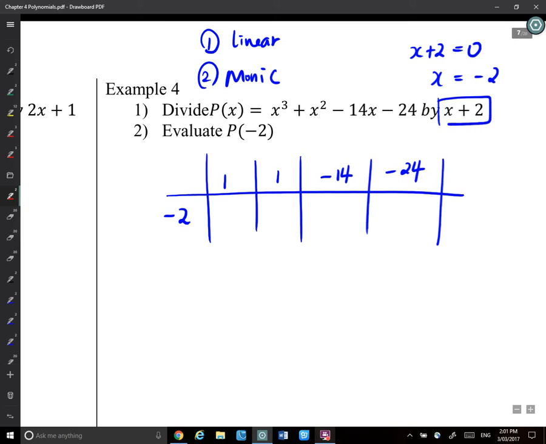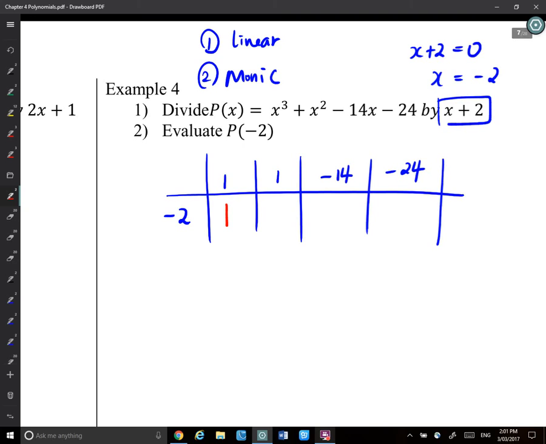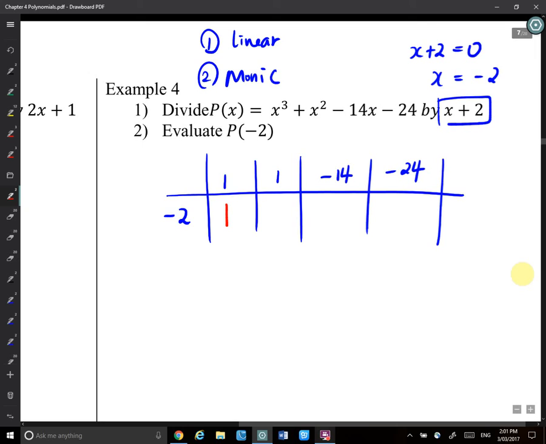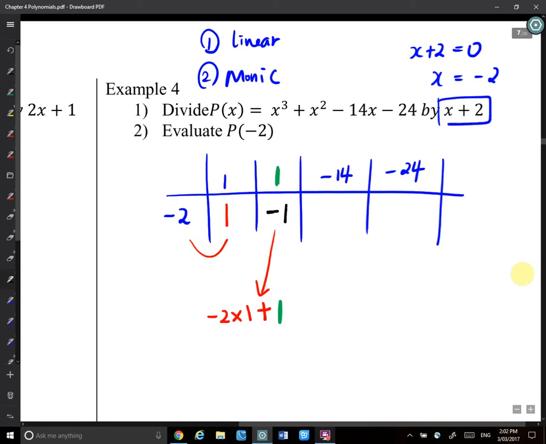Okay, how can we complete this table? Whatever the first number is, I always directly write the first number down. For the second one, it equals negative 2 times the red one, plus the green one. So that gives you negative 1.